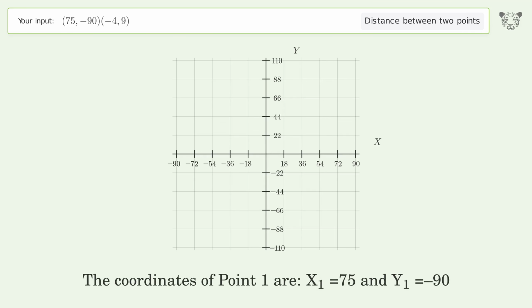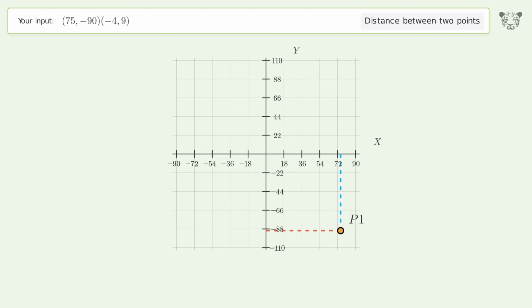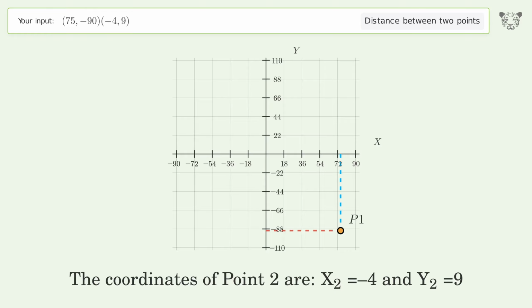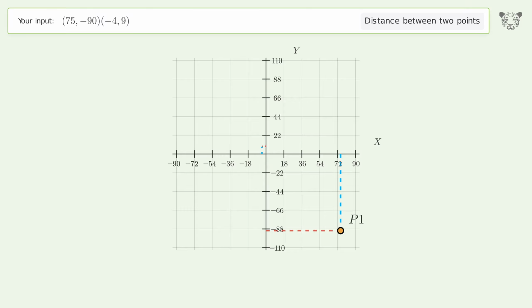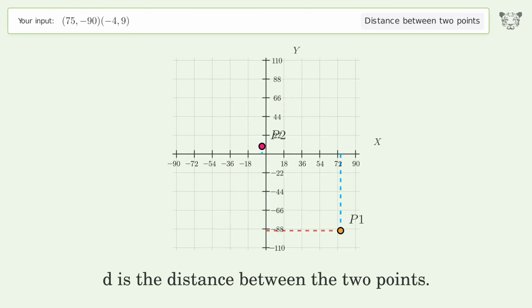The coordinates of point 1 are x1 equals 75 and y1 equals -90. The coordinates of point 2 are x2 equals -4 and y2 equals 9. D is the distance between the 2 points.